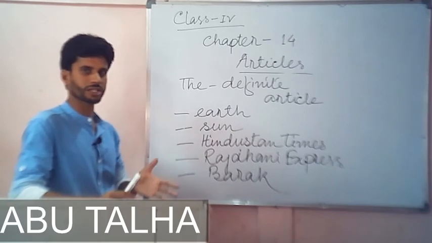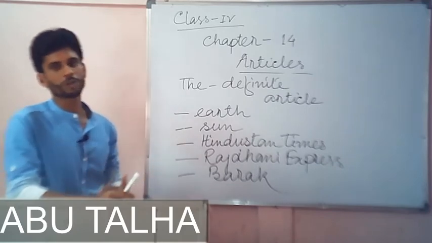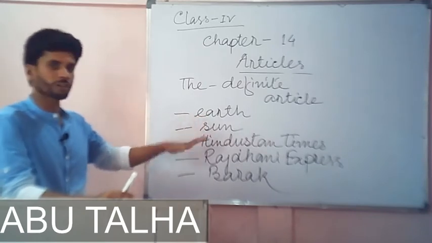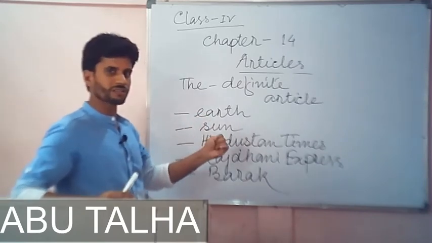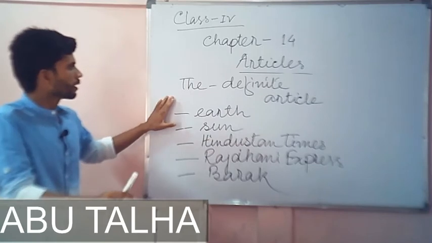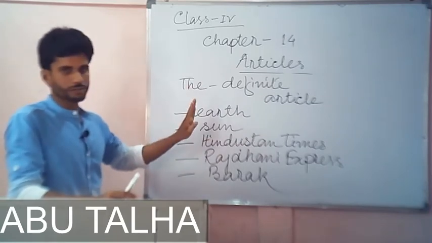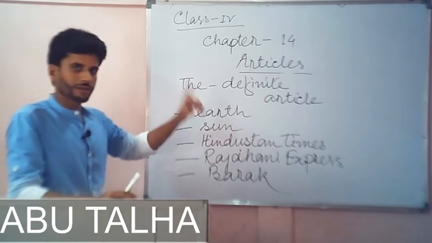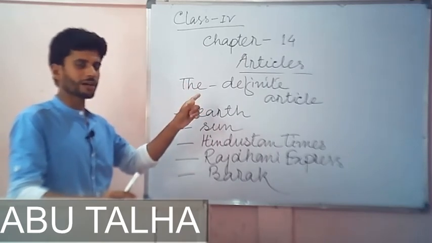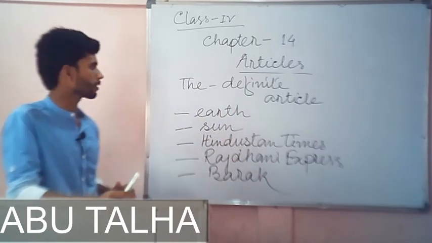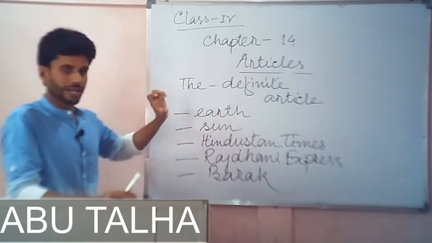What does an adjective do? An adjective modifies a noun. Similarly, articles also modify a noun, and that is why technically we can say articles are adjectives. There are three articles we know: a, an, and the. A and an are indefinite articles, and the is called the definite article. A and an mean one.